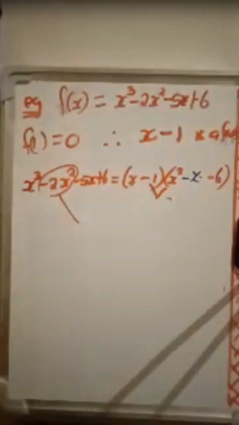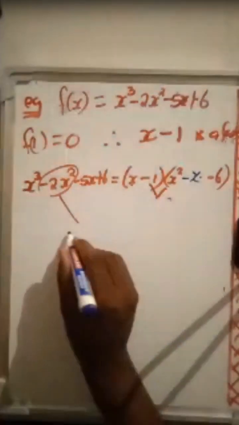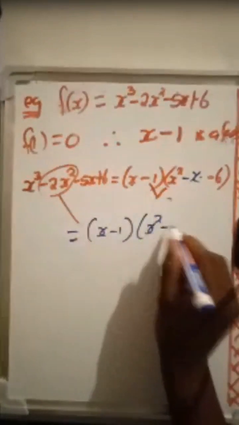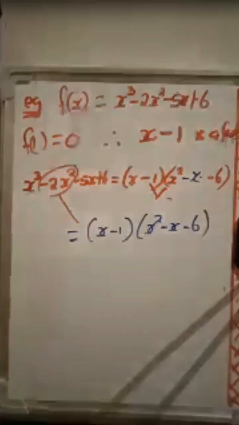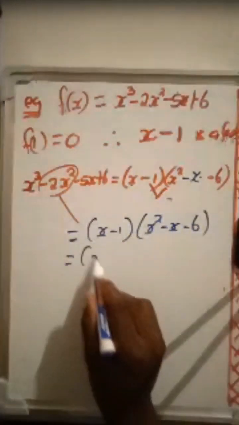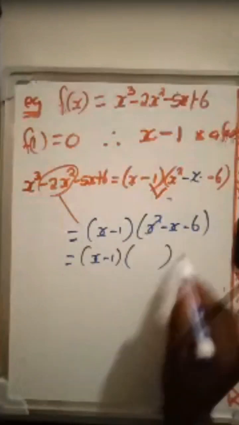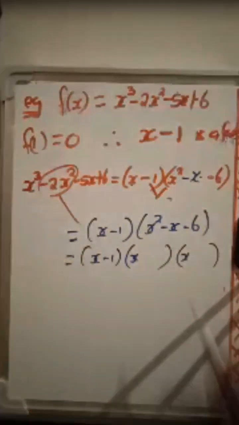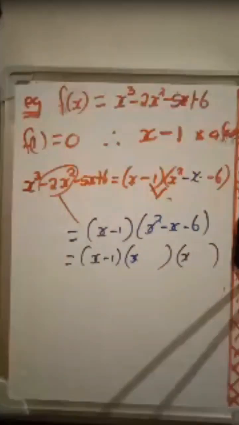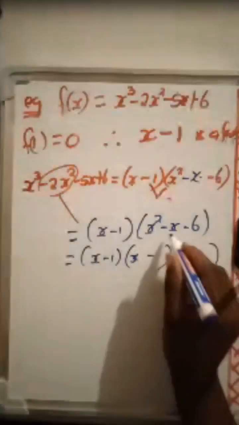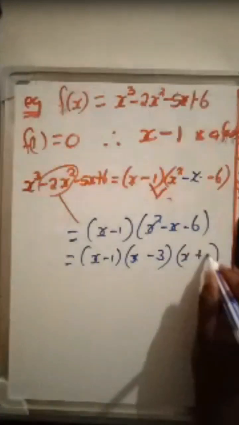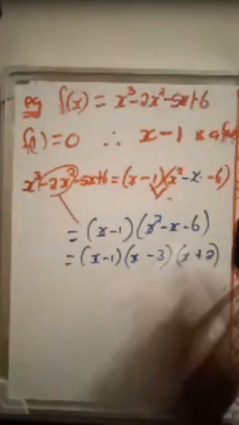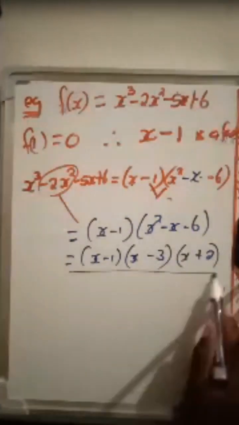What it means is that now this is equal to x minus 1 in brackets, then x squared minus x minus 6. So we can further factorize this. In brackets there, we have x, and we need two numbers that if we multiply, they give us negative 6, but if we add, they give us negative 1. That is going to be negative 3 and positive 2. Negative 3 times 2 is negative 6, negative 3 plus 2 gives us negative 1. So we have fully factorized it.